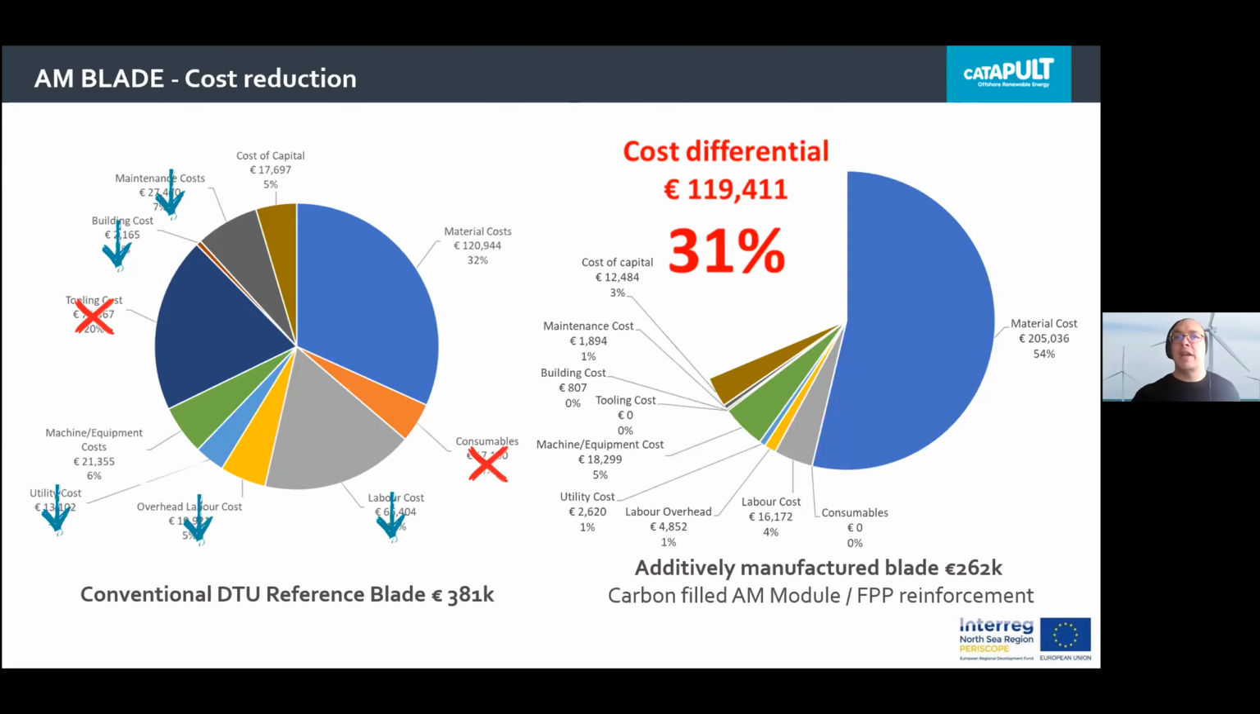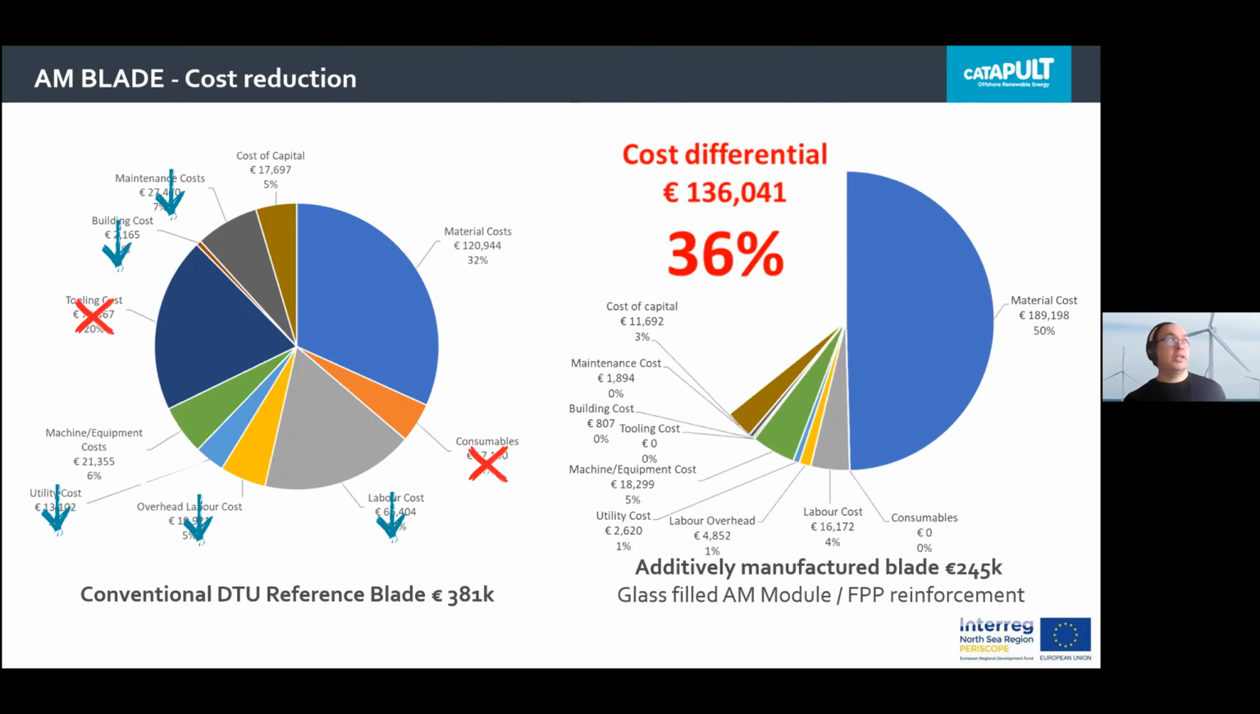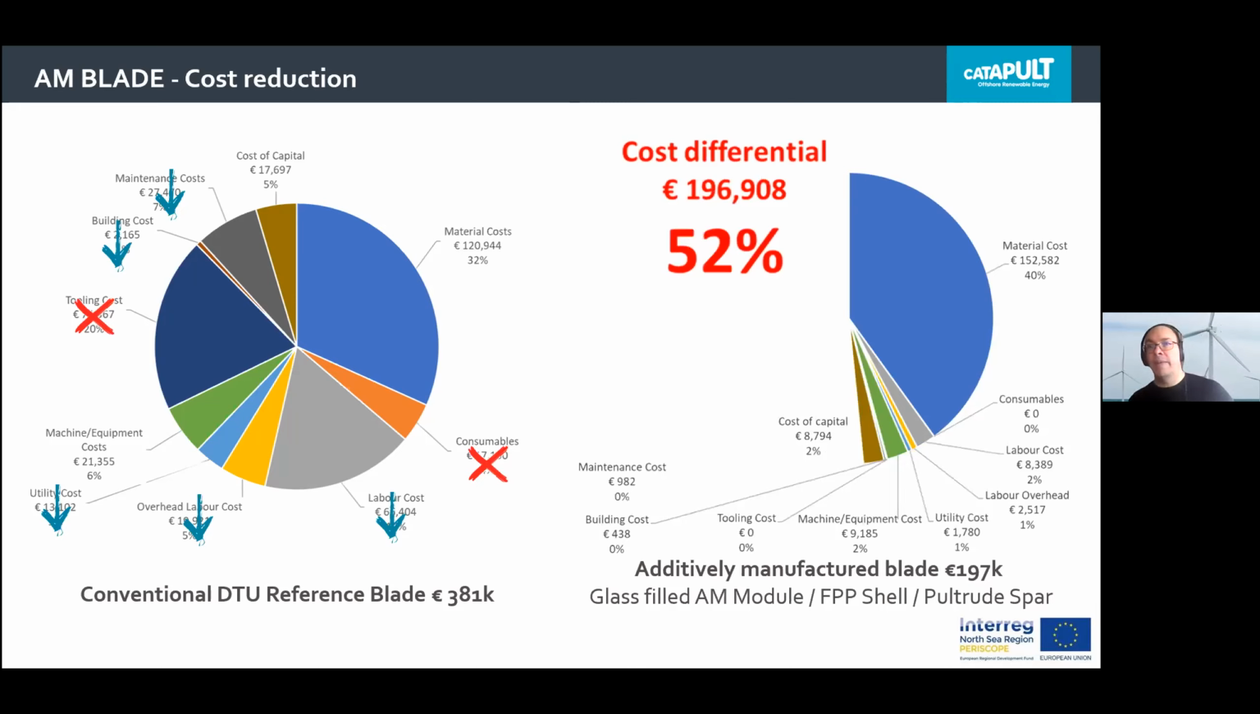between the DTU reference blade. In the second scenario, we've substituted the carbon fiber for less expensive glass-filled thermoplastic resin, but again, keeping all the fiber, including the spar cap, fulfilled by fiber patch placement. As you can see, there's a 36% saving over the conventional route using that route. And finally, we compared a glass-filled AM module with FPP shell only, but having pultrusions take over the primary spar, as is the trend these days. And that produced a 52% cost differential over the DTU reference blade.